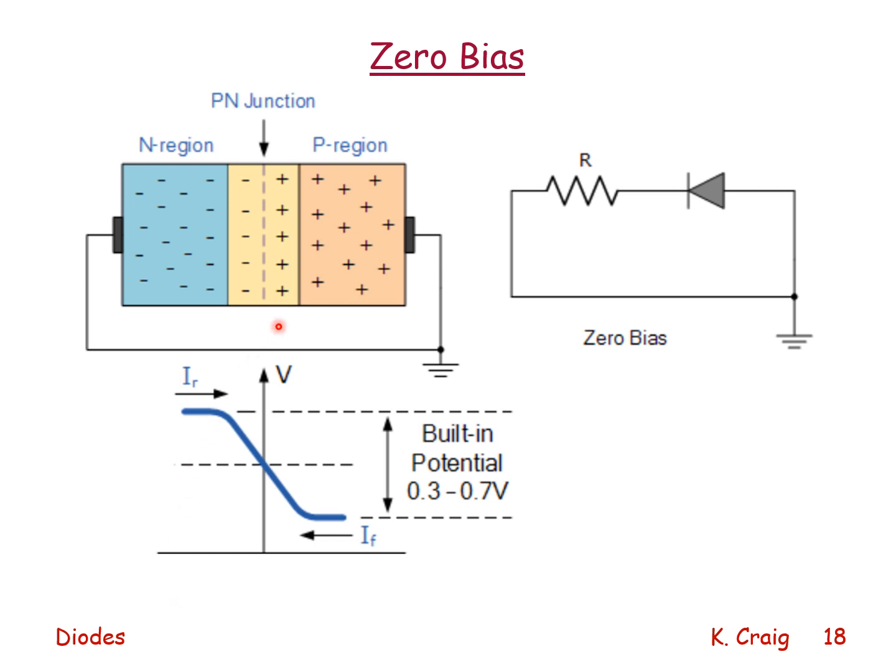Here is the PN junction when we have zero bias. No voltage is applied across the PN junction. Here is a circuit with a resistor and our diode in the circuit. There's a built-in potential of 0.3 to 0.7 volts across the PN junction.